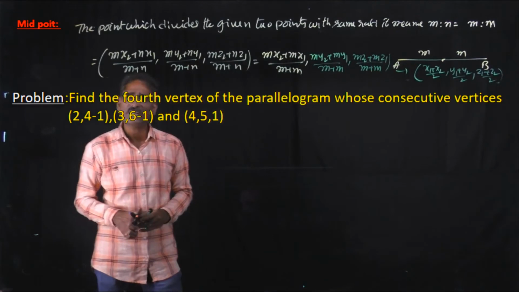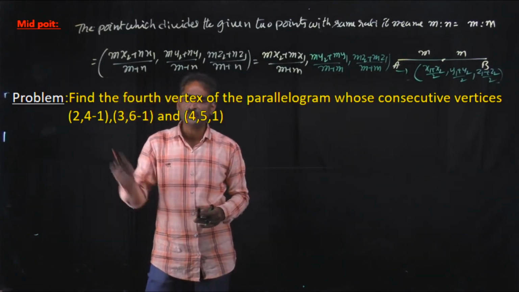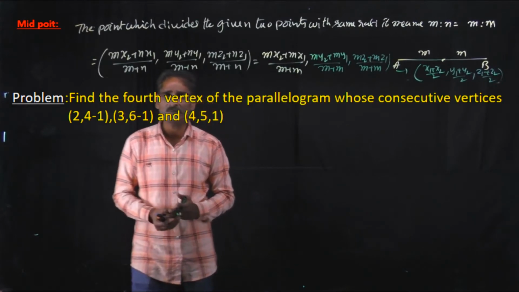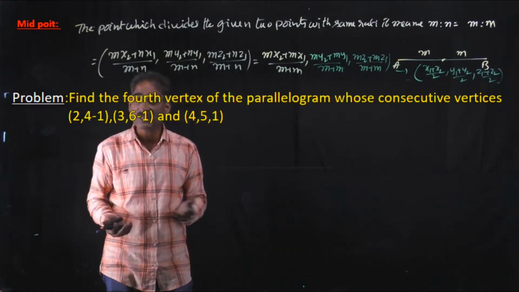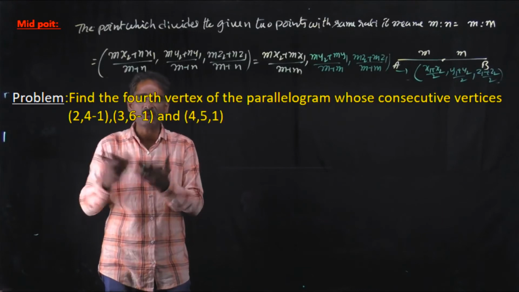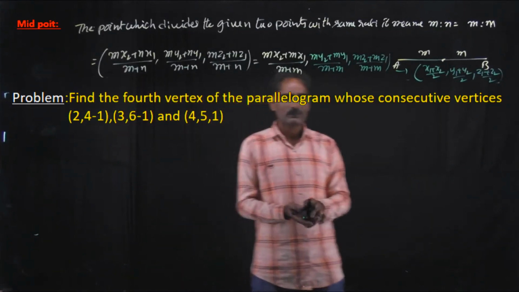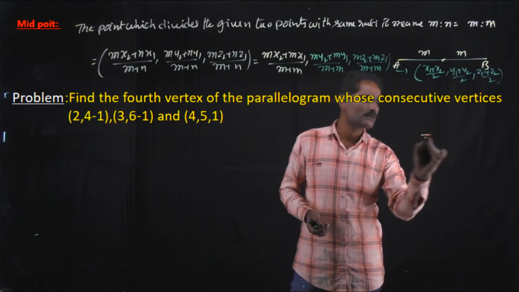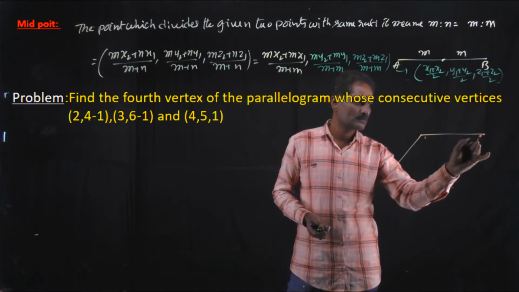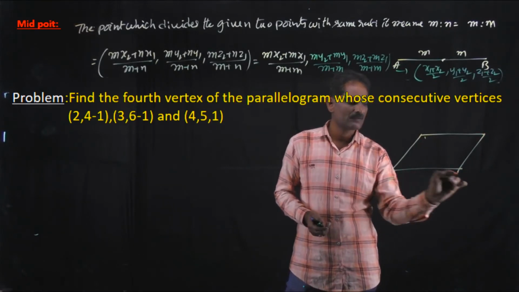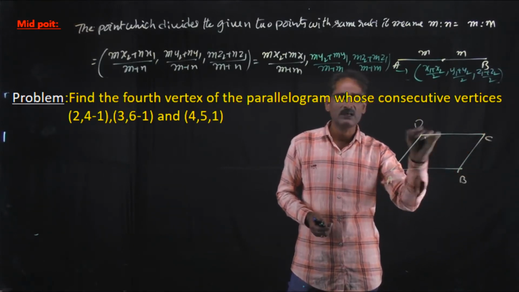Okay, see this problem. Find the fourth vertex of the parallelogram whose consecutive vertices are given. Fourth vertex of the parallelogram means, what is the property for the parallelogram? The midpoints of the diagonals are equal. With the help of that property, we can find the fourth vertex of the parallelogram. Suppose this is a parallelogram, A, B, C, D are the vertices.